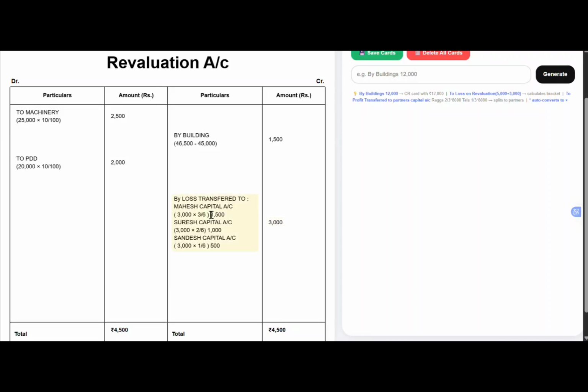So 3,000 is the loss, which is divided to Mahesh's capital account: 3,000 into 3 by 6, that is 1,500, written in the inner column. And Suresh's capital account, 3,000 into 2 by 6, his share of loss will be 1,000 rupees, and Sandesh's capital account, 3,000 into 1 by 6, 500 is the share of loss he has to bear. This will be written in the inner column, the division. The total loss of 3,000 is written in the outer amount column. So this is the balancing figure, the loss which has to be transferred to the partners' capital accounts.